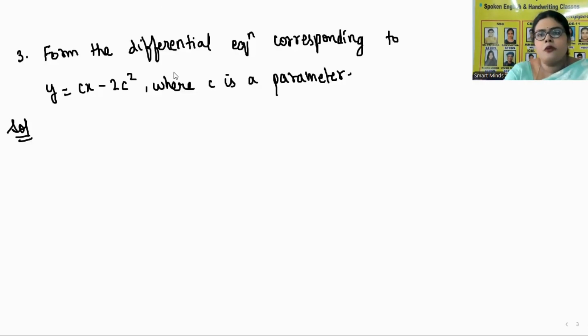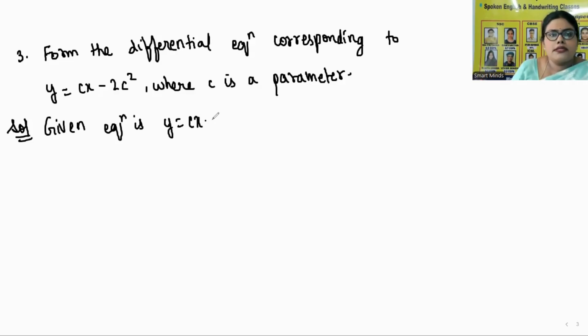So till the last problem, we were finding order and degree. A differential equation was given and we were finding order and degree. Here, one normal equation is given where c is a parameter and we need to find the differential equation. So let's see how to do that. What is the given equation? The given equation is y = cx − 2c², where c is a parameter.